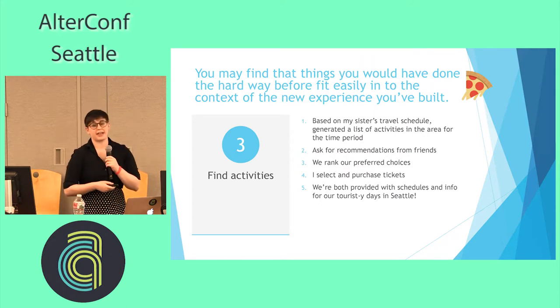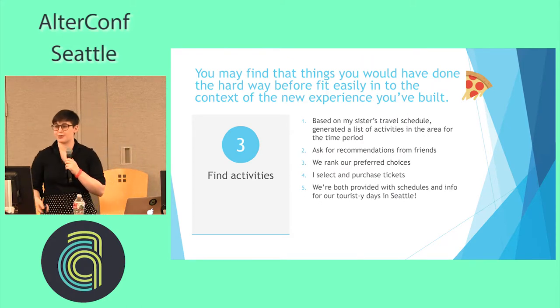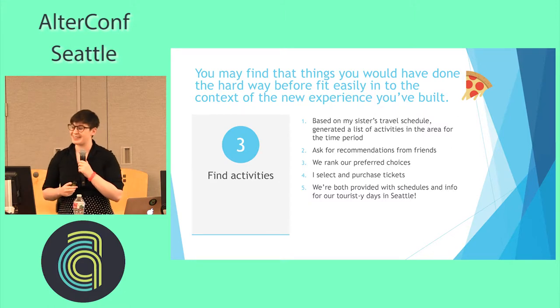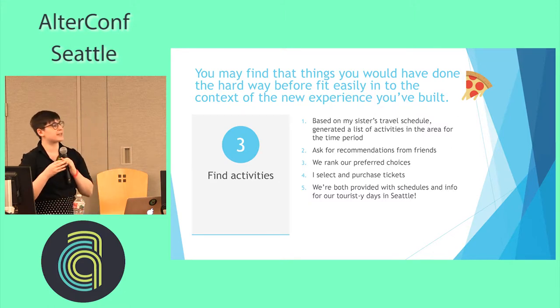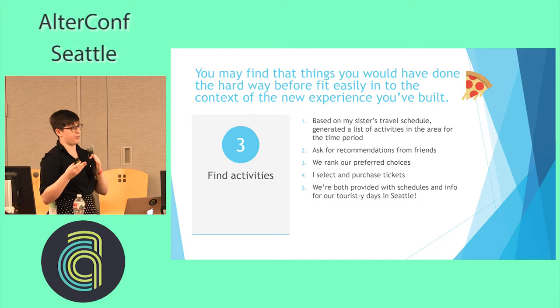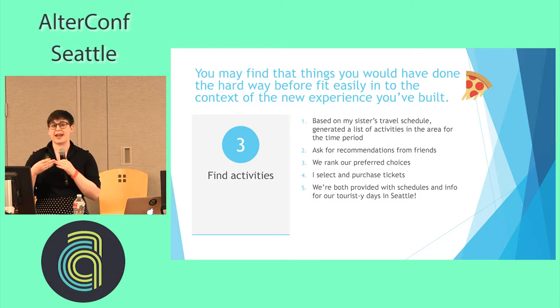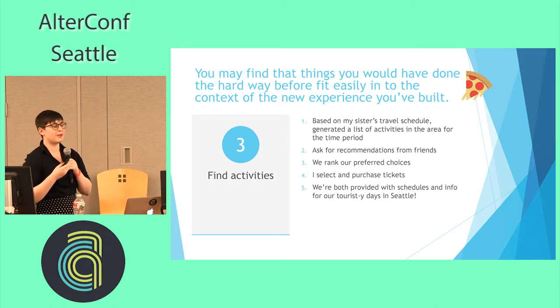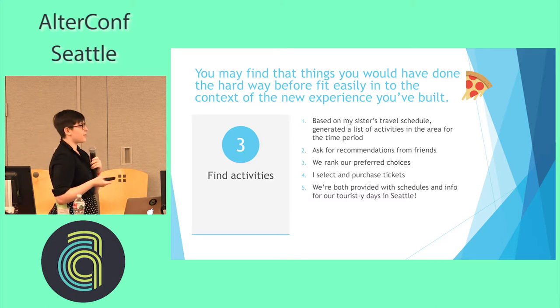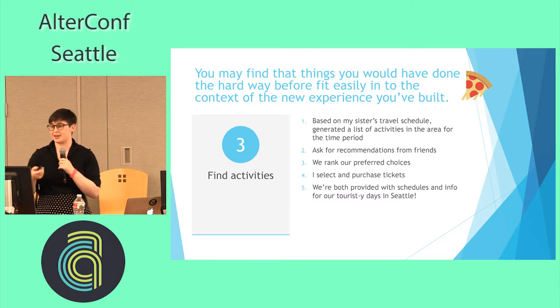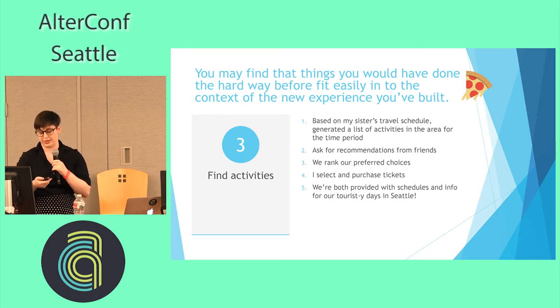This one can be an extension of what we talked about before. So you can see the familiar pizza icon. If we extend the user experience that they already went through when they were booking their ticket, they can naturally go into receiving recommendations from their friends, looking at items that are free on the days that they're free, et cetera, et cetera. We can rank our choices and ultimately choose what we want to do on those days off.